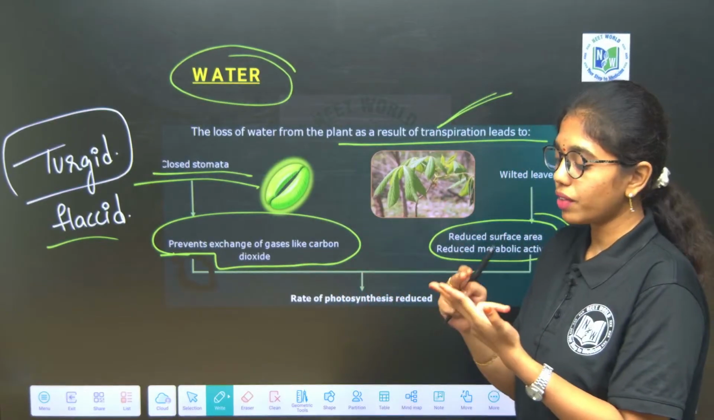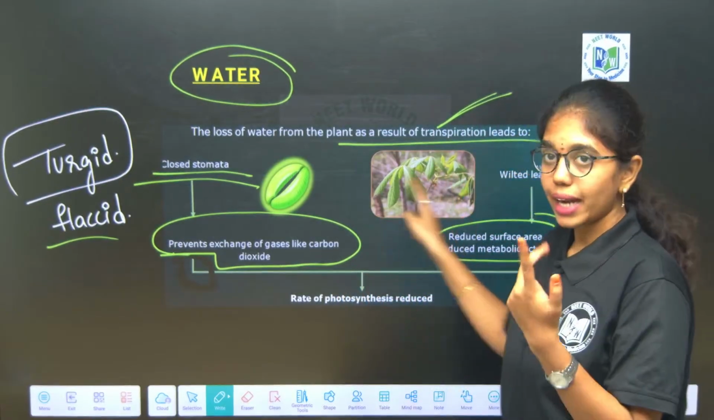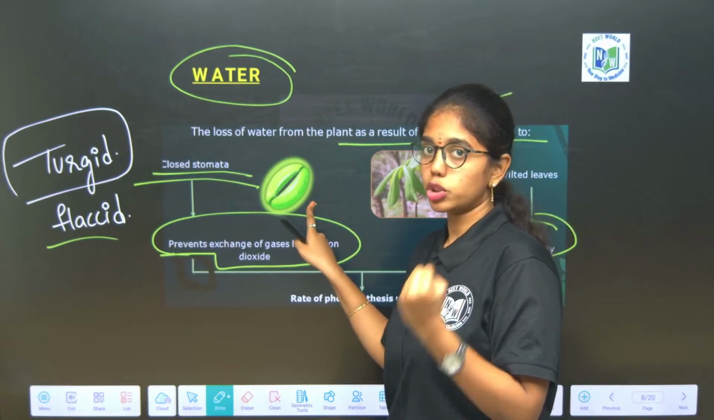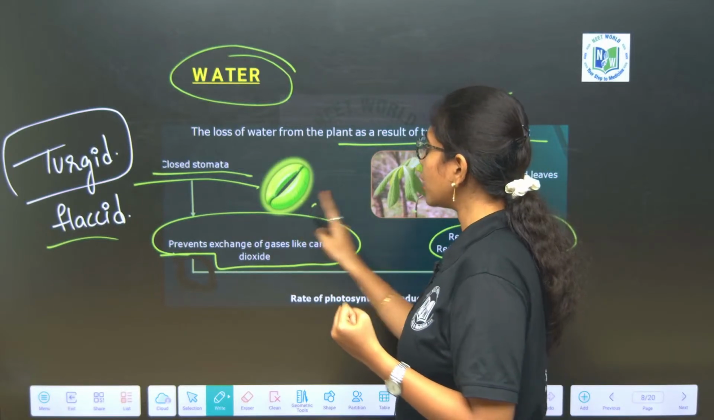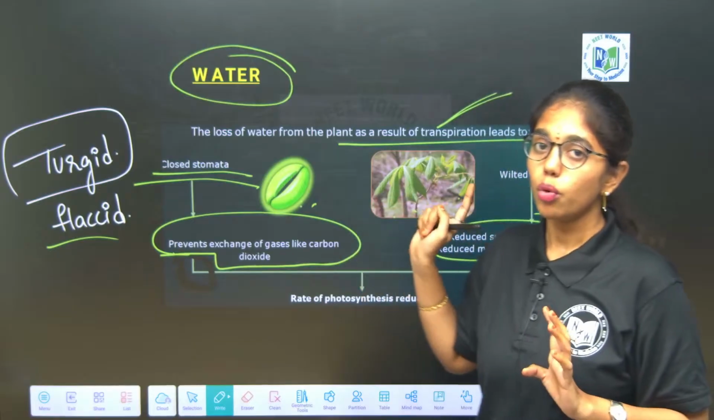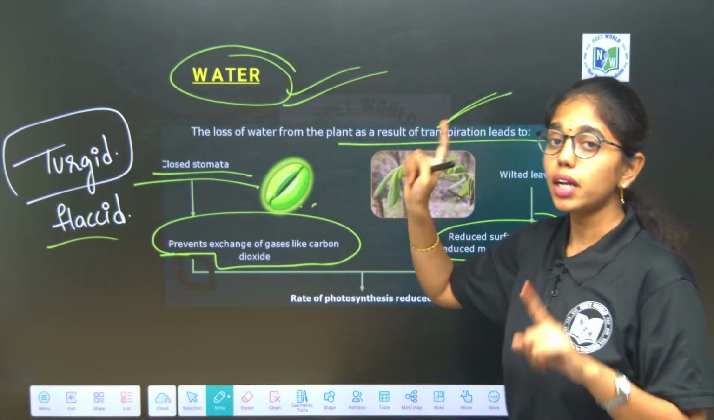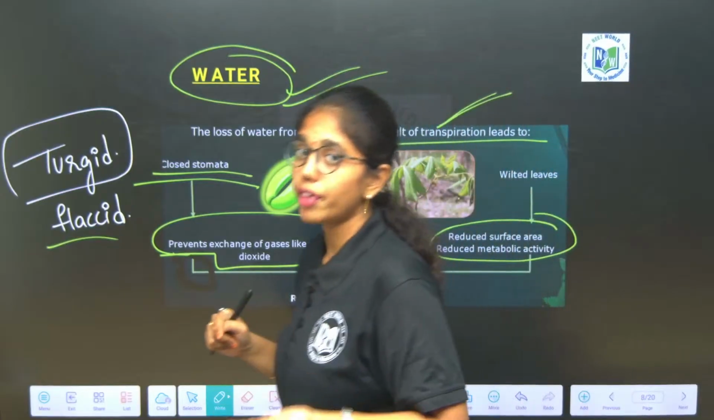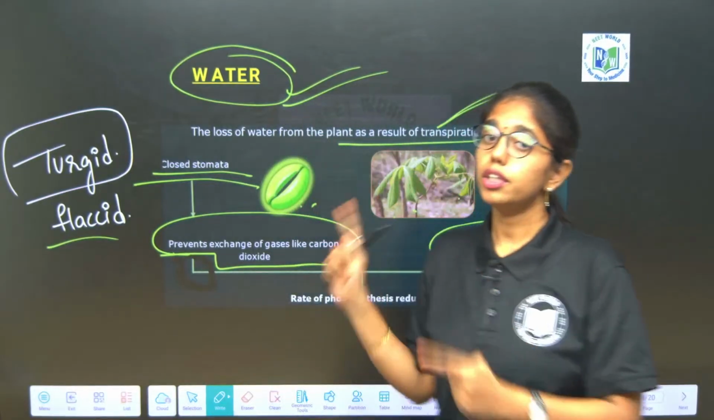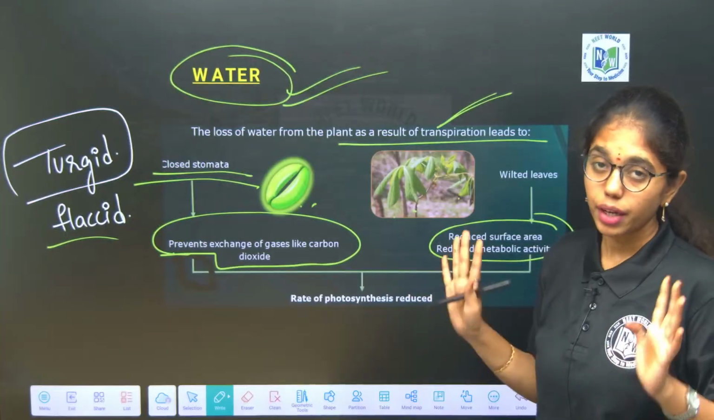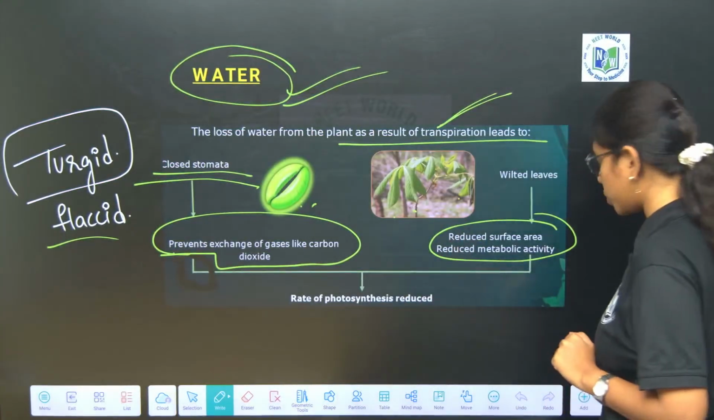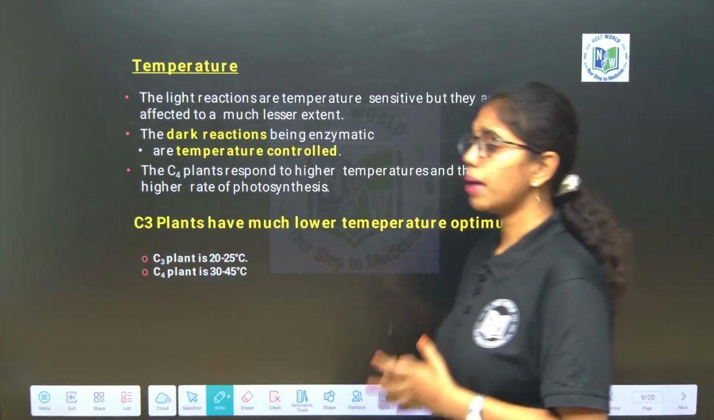So here two effects are seen. One is wilting and the other is closure of stomata, stomatal closure. These are the two responses shown by the plant for water stress. So when it comes to the limiting factor water, rather than showing the effect on the photosynthesis process, this shows an overall effect on the plant. Remember that. Okay.